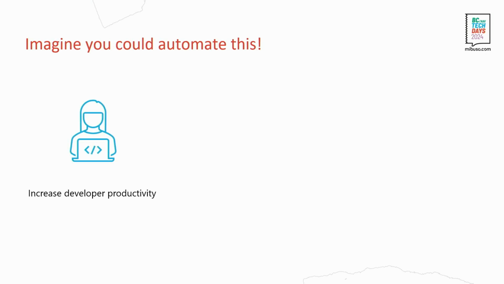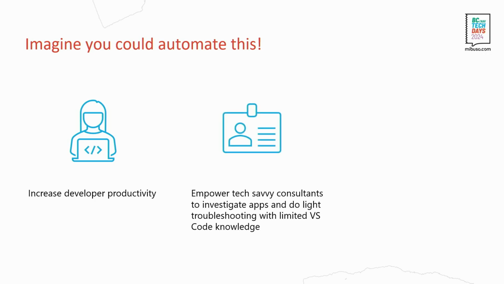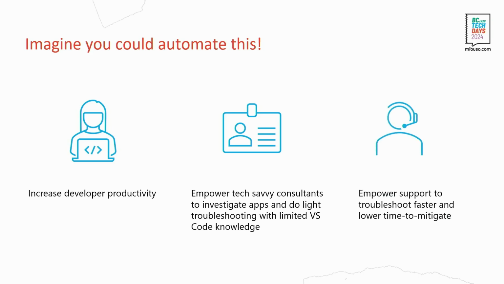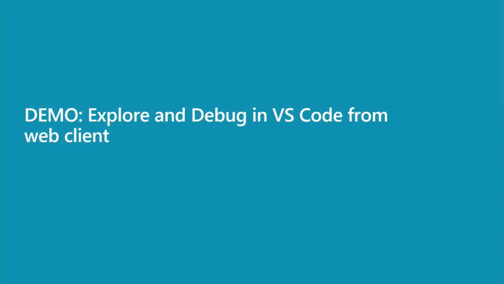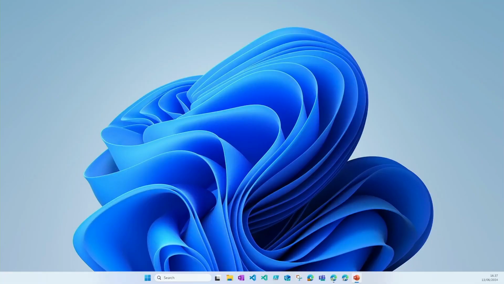And so imagine that you could automate that, so you could increase the developer productivity. More of the consultants could do it, even if they are not familiar with Visual Studio Code. Maybe they still want to see how a field validation is being done, to understand when the customer calls and there's a problem with the field, is that a bug or is that just because there's some functionality that needs to be straightened out? And that could even be used by support as well to troubleshoot this for lower time to mitigate. And so let's have a quick look. And as I said, it was actually shown in the keynote.